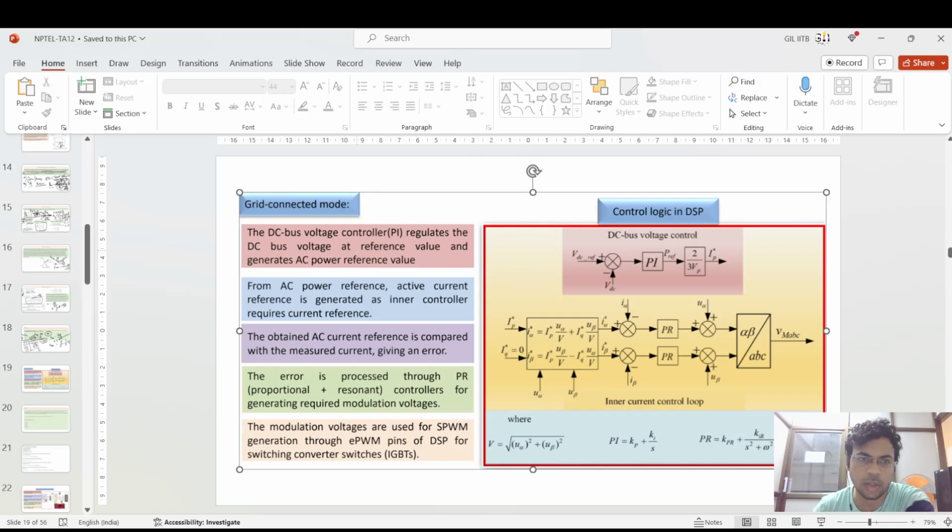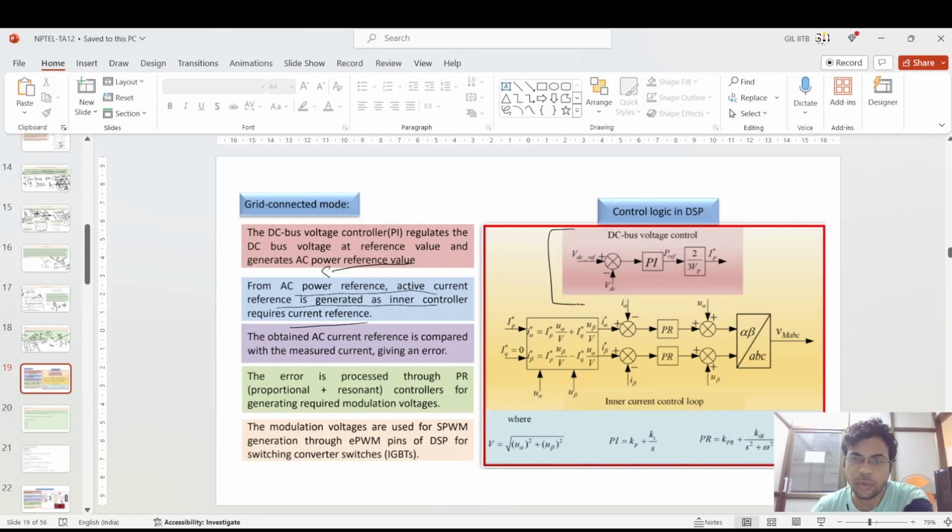If you see that, this is the DC voltage compared with a reference value, generating the AC power reference, and the AC power reference, that is the active control current reference, is generated as the inner control required for the current reference. Okay, see in the first image, this is the pink image. This VDC reference is what I have told you in the DC bus bar lag, that you have to maintain a certain voltage for the DC bus bar.